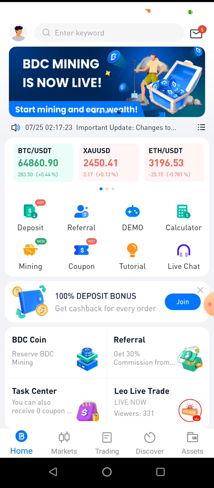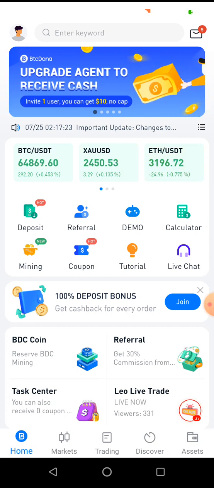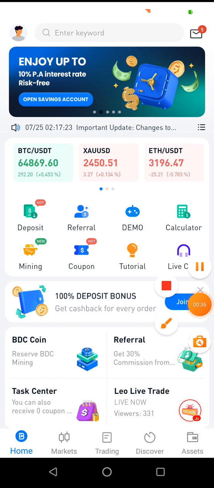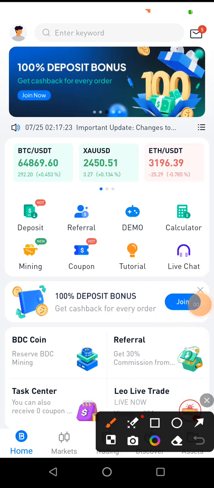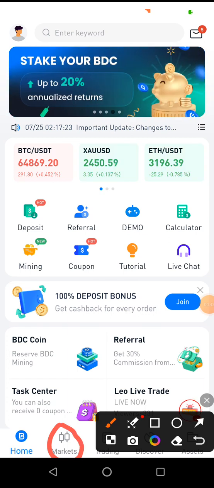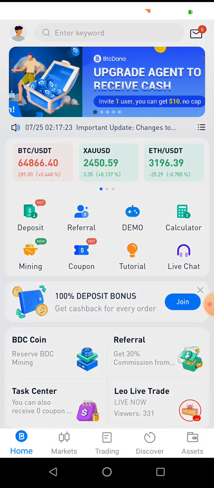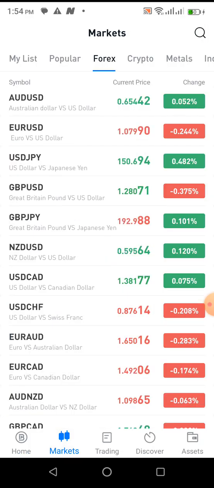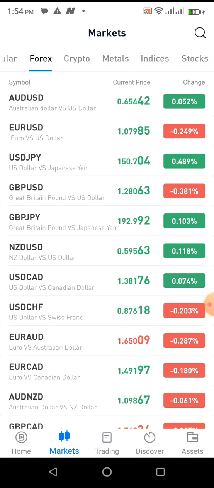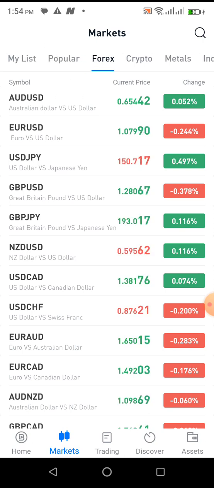On the app, you go to markets. If you look down here, you see this is market. You click on the market. So now you are on the market, there's a list there. You have forex, crypto, metals, indices, stocks, and so on. Forex will show you various symbols of currencies in the market.